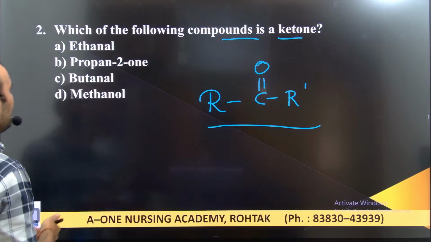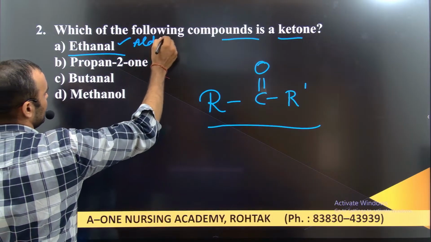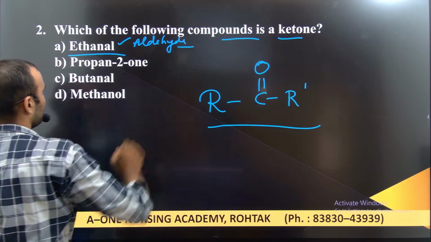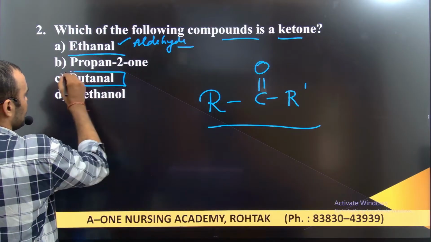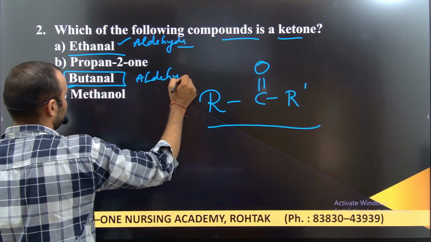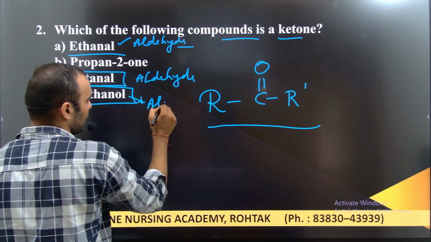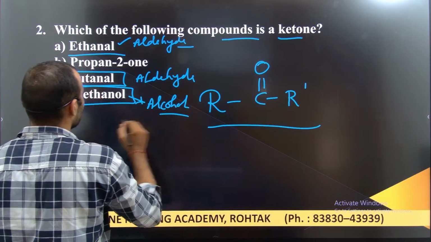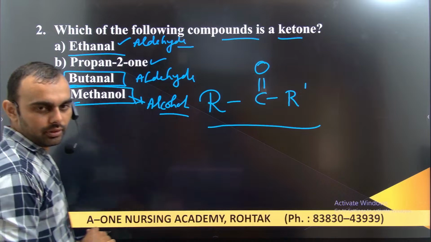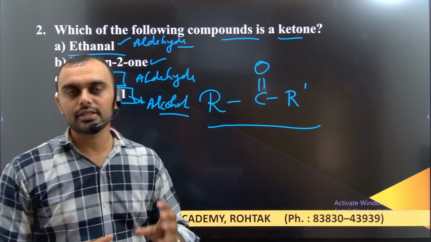So we can check. Ethanol is an aldehyde, so this is not the general formula. Okay, butanol, this is also an aldehyde. Methanol, this is an alcohol, not a ketone. Now propan-2-one. So propan-2-one is a ketone. Okay, so this is a ketone.